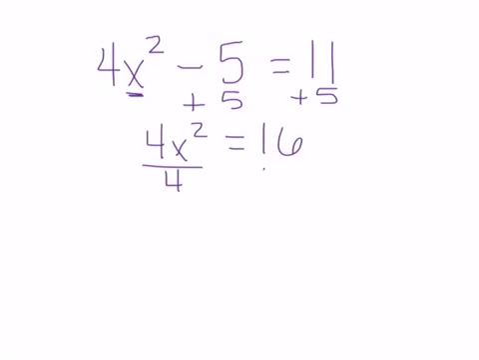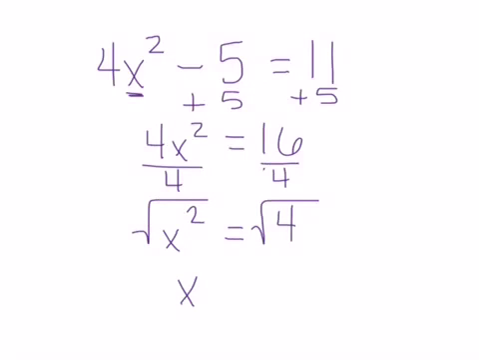Then we can divide both sides by 4, leaving us on this side with x squared, and over here with 4. Again, taking the square root of both sides gives us x equals plus or minus 2.